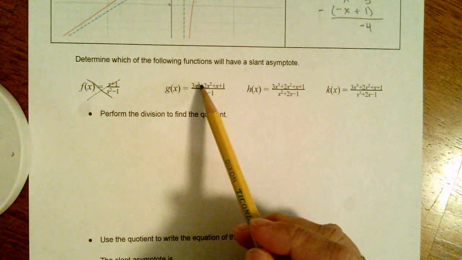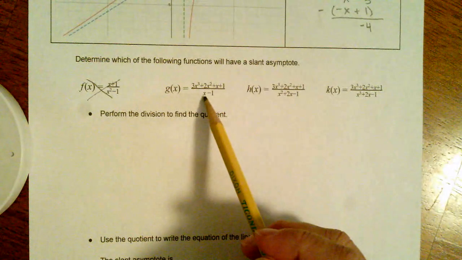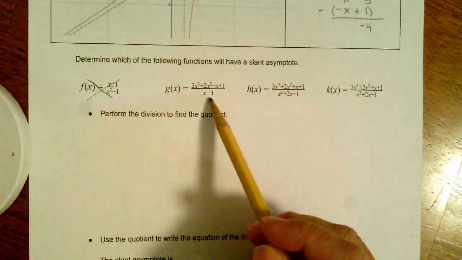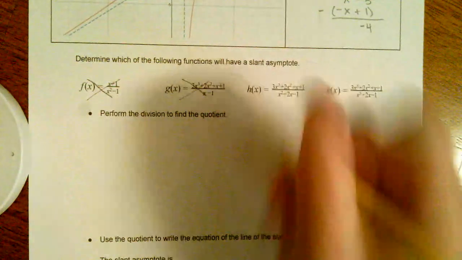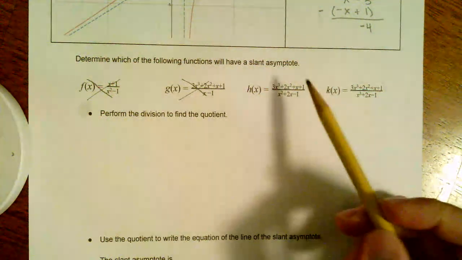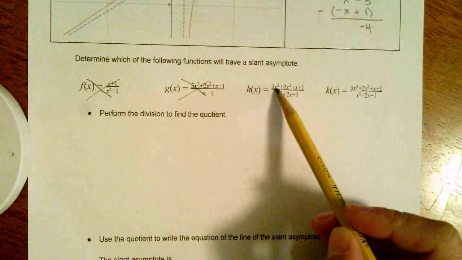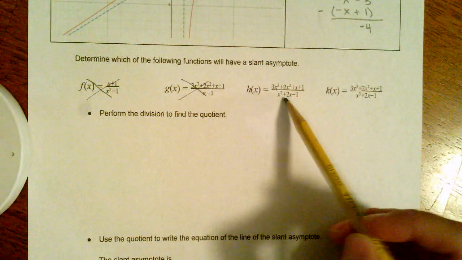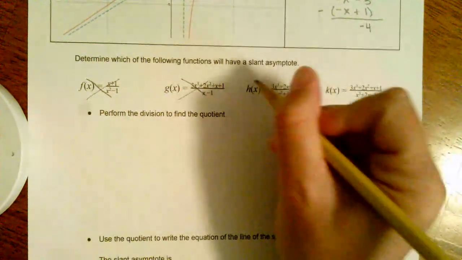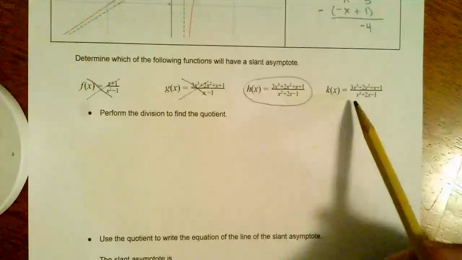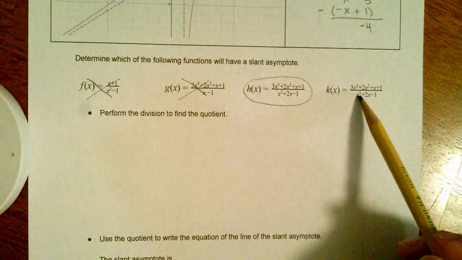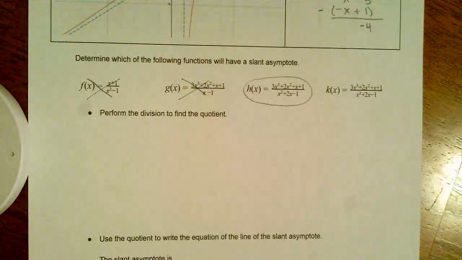Here in the numerator, the degree is 3, the denominator is 1. Okay, that's the degree in the numerator is 2 more than the degree in the denominator, so no slant asymptote there. For h of x, the degree is 3, the degree is 2, the degree in the numerator is 1 more than the degree in the denominator, so h of x is going to have a slant asymptote. In our last example, k of x, the degrees are equal, degree 3, degree 3. Okay, so not going to have a slant asymptote.